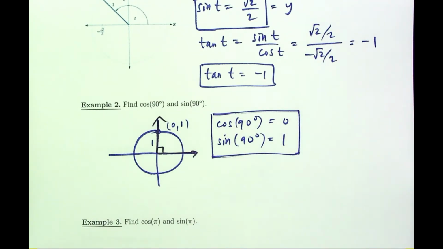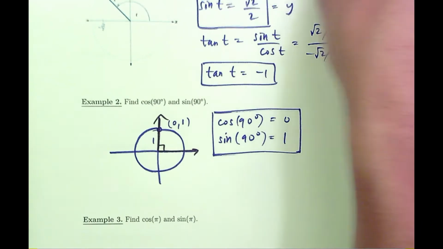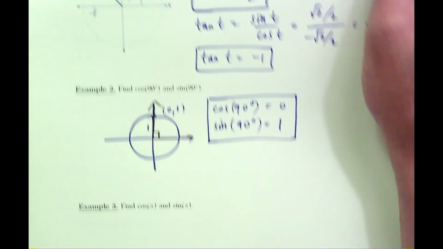Okay, so we didn't even need a calculator to do this, because if we know the coordinates of the intersection of the terminal side with the unit circle, the x and the y coordinates are precisely the cosine and the sine. So a calculator is not needed for that.